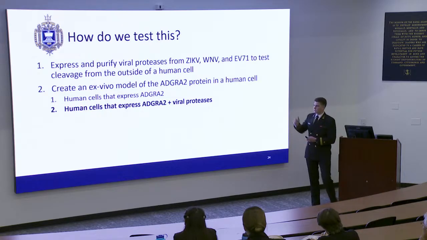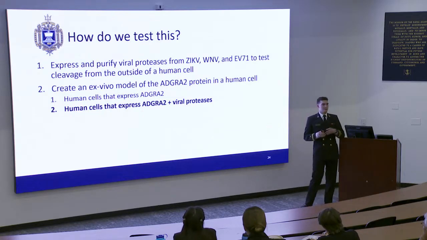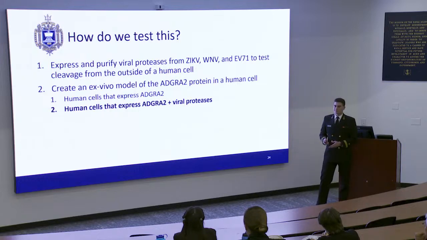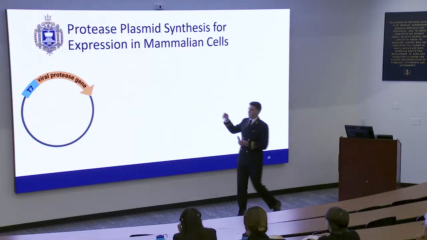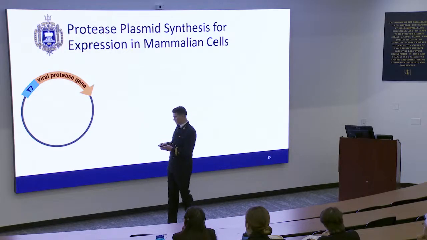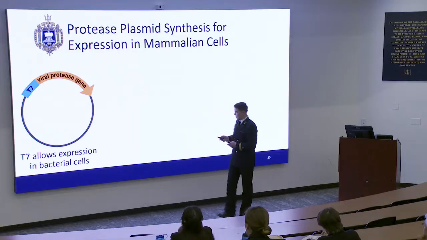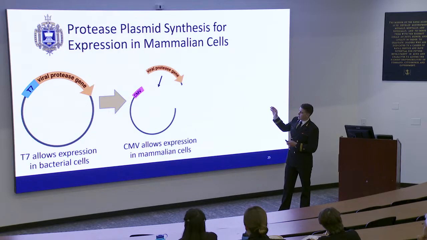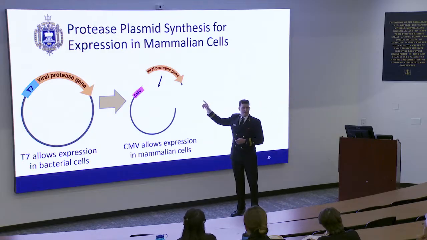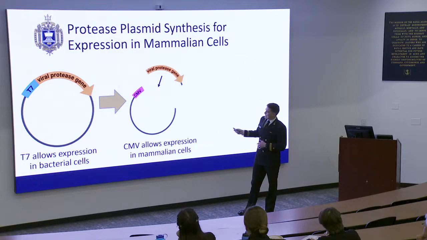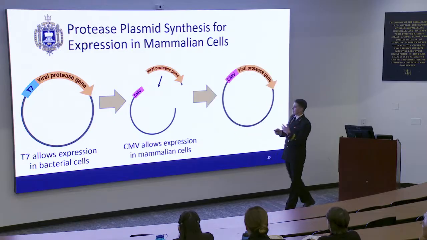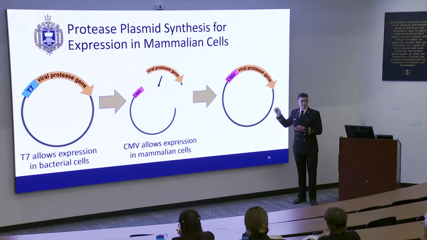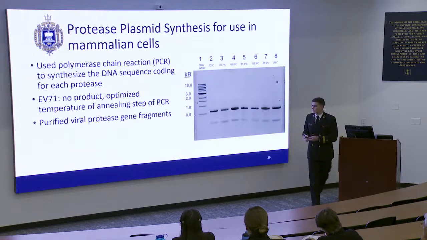But we didn't want just to be able to express AdGrad2 in a human cell, we also wanted to be able to express the viral proteases in a human cell. And in order to do that, we took those purchased plasmids that allow for the expression of the viral protease gene in a bacterial cell, and we used PCR to amplify and then purify this gene for the viral proteases, and then insert that into a vector that allows for the expression of the gene in a mammalian cell. So that then we had plasmids for the expression of the viral proteases in mammalian cells.